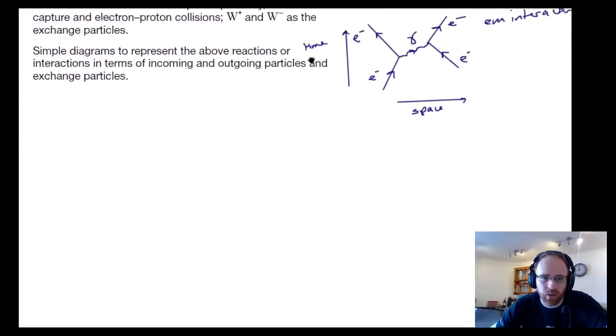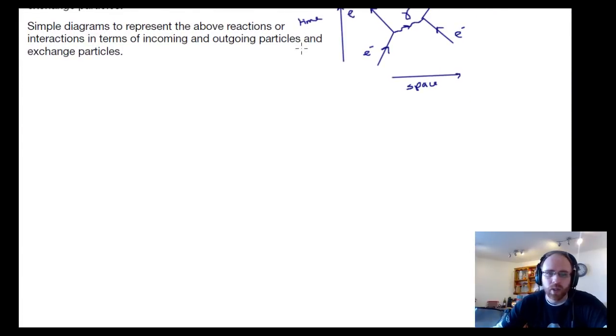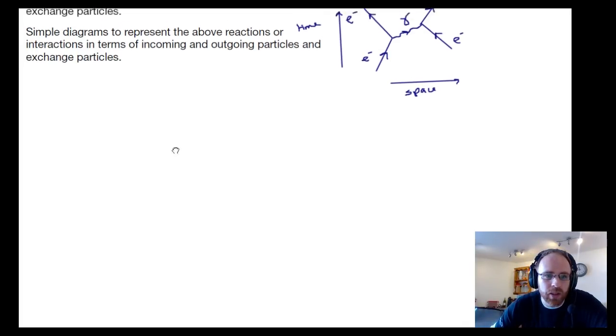Oh, I've got loads of space. That's amazing. Oh, we need to go up a little bit, don't we? Because we need to know which diagrams we're drawing.